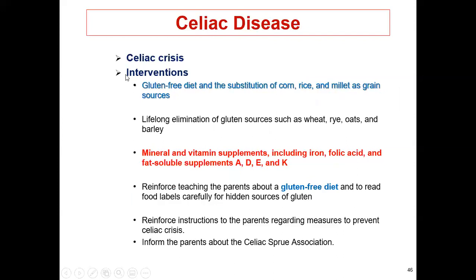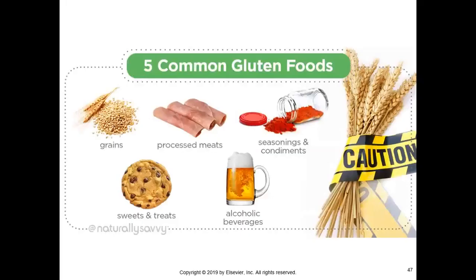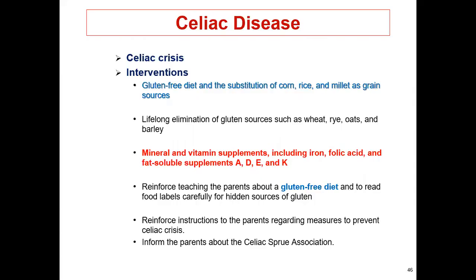So before we go to celiac crisis, it is important to discuss what the lab work is. A serological test is important, or a duodenal mucosal biopsy can help. So the treatment is a strict gluten-free diet. So the intervention is a gluten-free diet and substitution of corn, rice, or millet as grain sources.